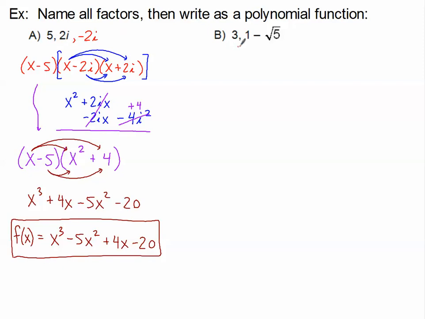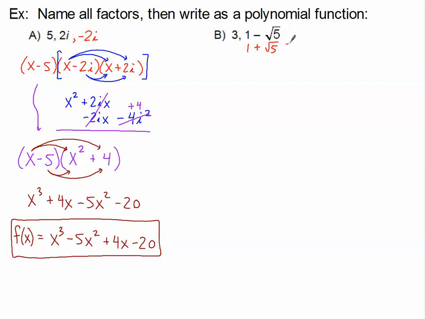If we look at our second example, we have these roots. We have 3 and we have 1 minus the square root of 5. Well, again, this is an irrational number, so it cannot be all by itself. We need its counterpart, its conjugate, 1 plus the square root of 5, must also be an answer. Now, when we have binomial roots, it gets a little tricky as to how to write them as factors and put them into a polynomial.